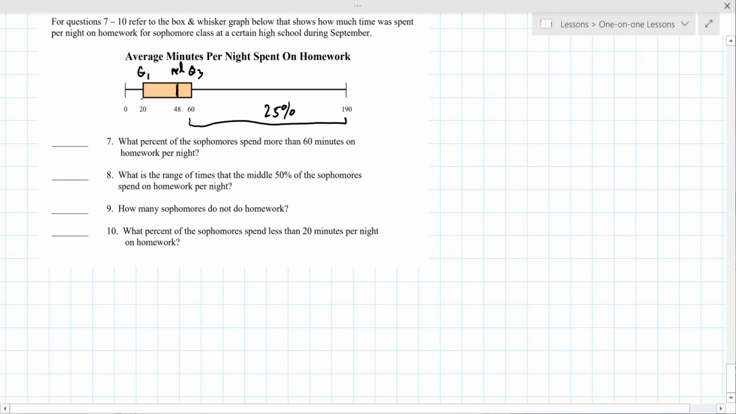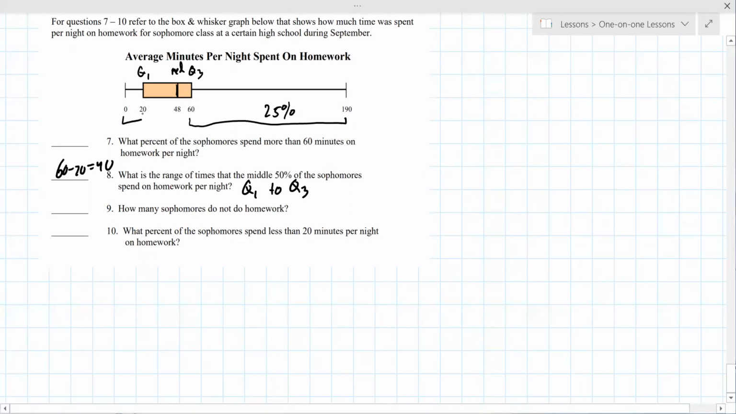So they're asking what's the IQR. This is really asking what is Q1 to Q3? 60 minus 20, which is 40. There's actually only so many things I can ask you here. How many sophomores do not do homework?